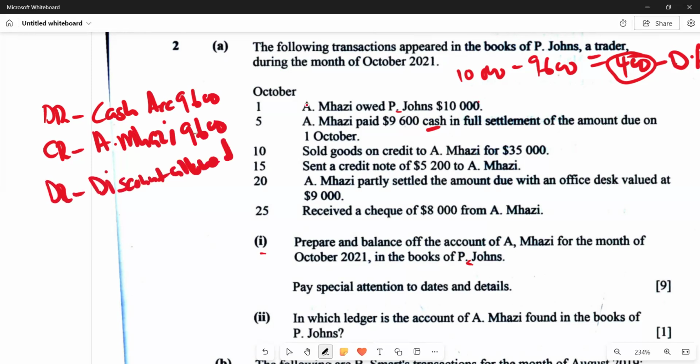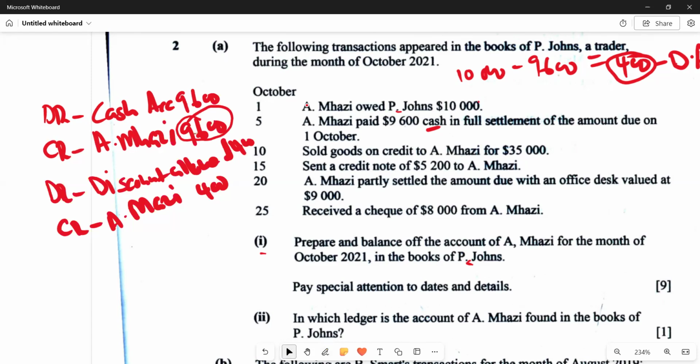And then we credit A. Mazi account with 400, and here 400 again. We are doing this because on the debit side there's 10,000 that we need to remove from A. Mazi account. So if you credit with 9,600 here, 400 is going to be left, which is supposed to be removed as discount allowed. And 9,600 plus 400 is 10,000, so you've removed the whole amount.